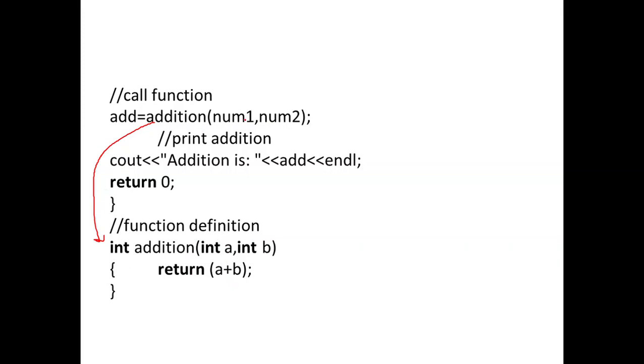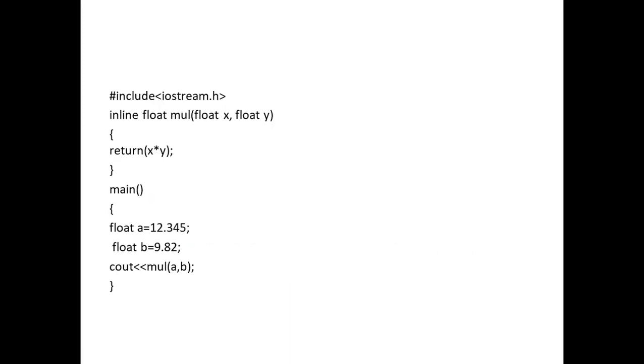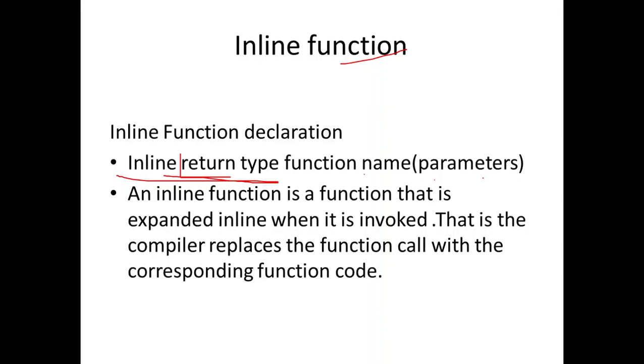So here, the number 1 will be copied to here, number 2 will be copied to here, and the result will be stored in the add operation, and then we return 0. But in the case of an inline function, the compiler replaces the function call with the corresponding function code.